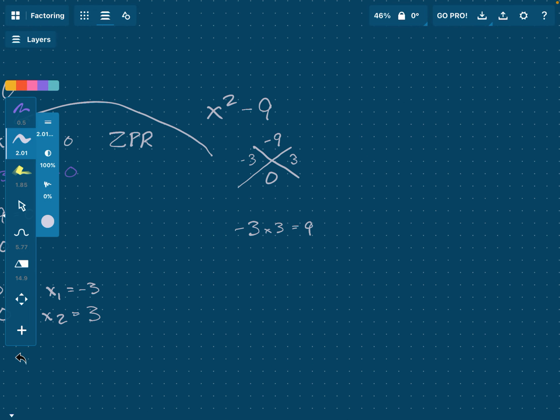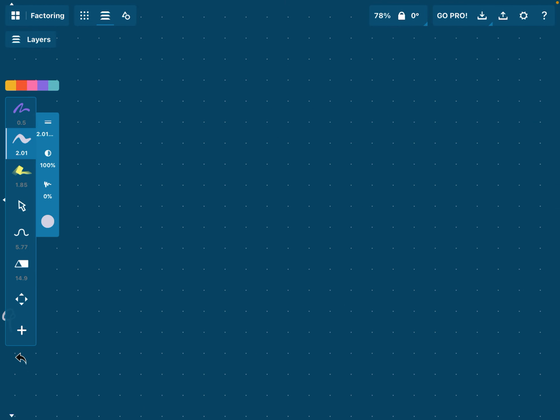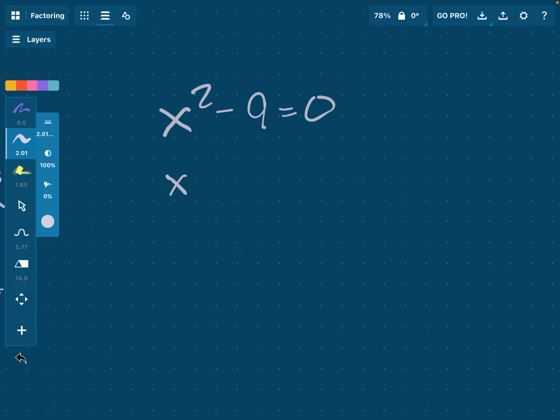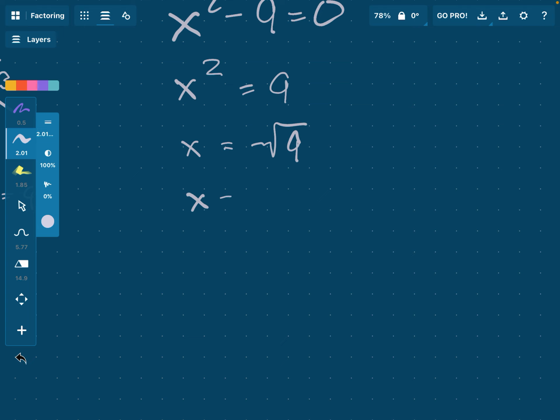There is actually one more way that we can do this though. So we are going to take x squared minus 9 is equal to 0 one more time, and we're going to move the 9 to the other side. So x squared is equal to 9, then x is equal to the square root of 9, which gives us x is equal to plus or minus 3. So x1 is equal to 3, x2 is equal to negative 3.